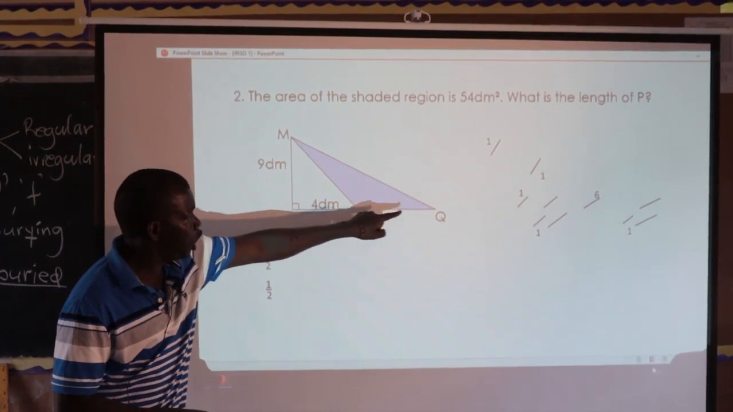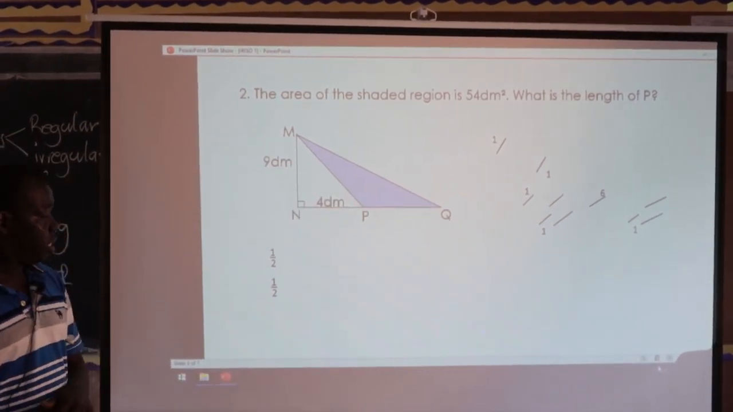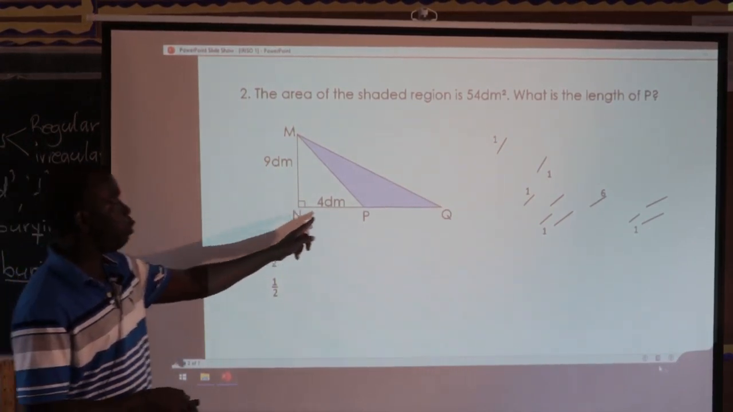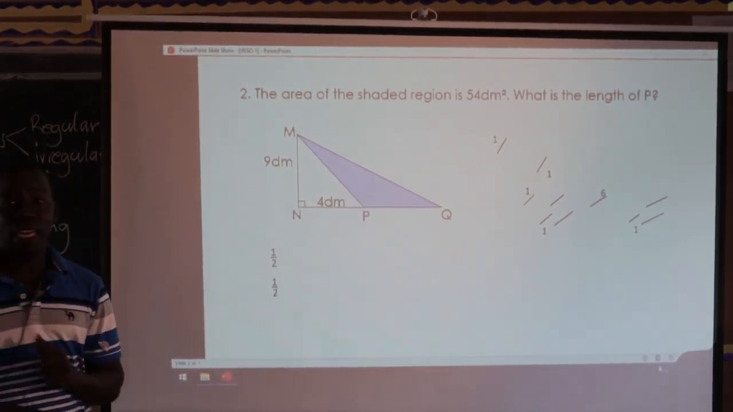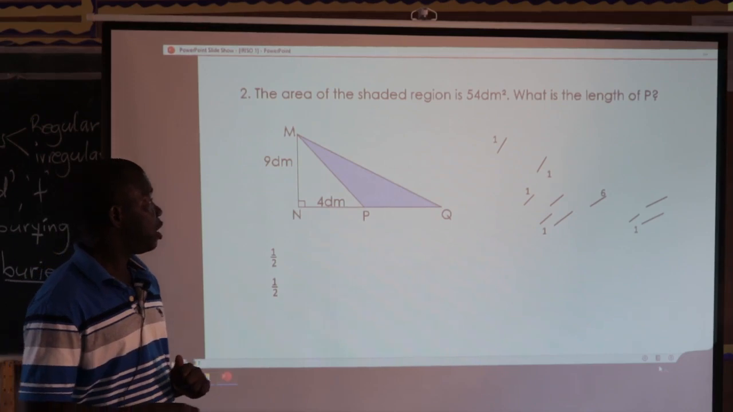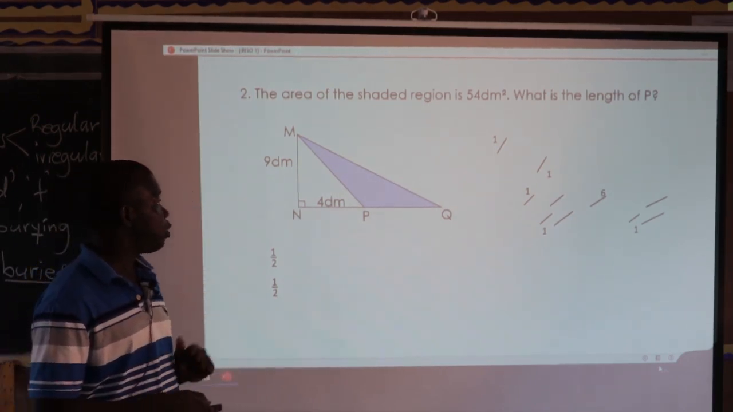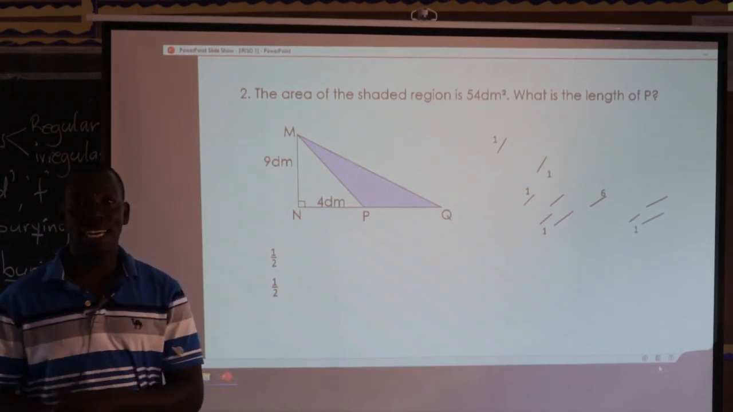The area of this shaded region here is 54 square decimeters. What is the length of PQ? So you realize that PQ is the base of the shaded triangle. PQ is the base of the shaded triangle. So what is the height?